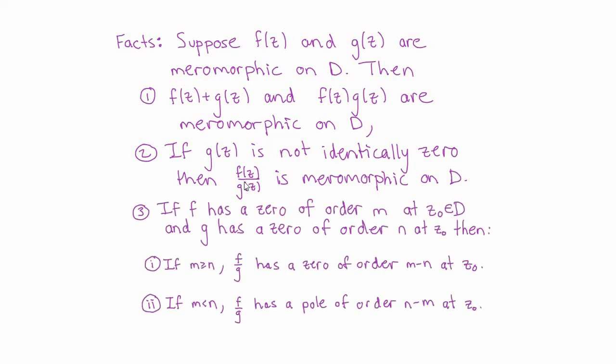By expanding f and g as a Laurent series about any point z0 in the set D, we can show that if f has a 0 of order m and g has a 0 of order n at z0, then, if m is bigger than or equal to n, f over g has a 0 of order m minus n at z0, and if m is less than n, then f over g has a pole of order n minus m at z0. Analogous results to this hold if f or g has a pole at z0. I'll leave it for you to think about what happens in those cases.